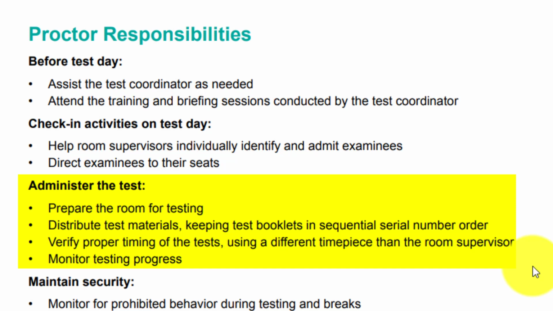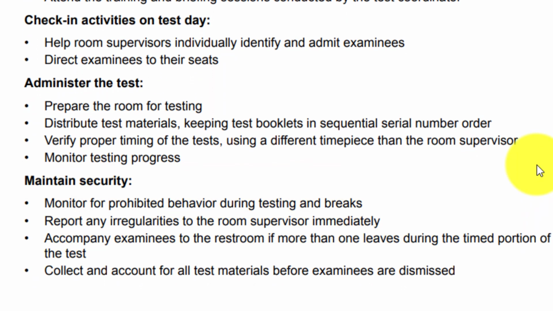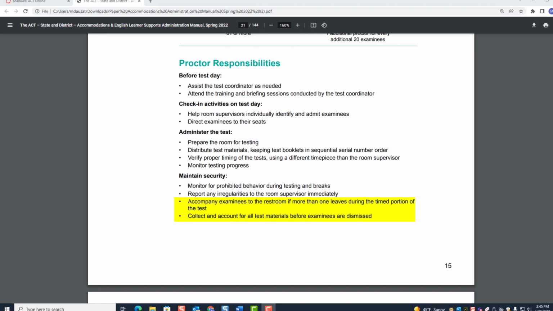Verify proper timing of the test using a different timepiece than the room supervisor. Monitor testing progress. Maintain security. Monitor for prohibited behavior during testing and breaks. Report any irregularities to the room supervisor immediately. Accompany examinees to the restroom if more than one leaves during the timed portion of the test. Collect and account for all test materials before examinees are dismissed.